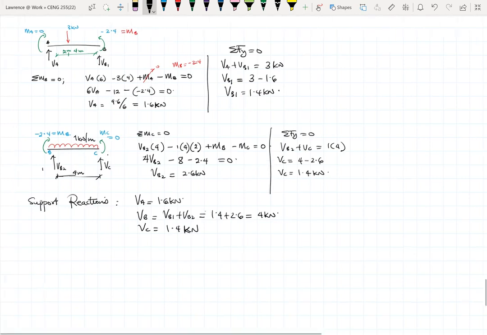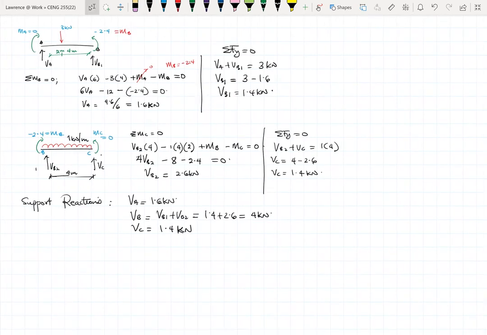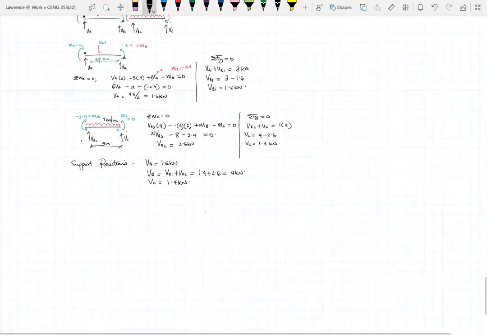The total external load acting on the beam would be 3 plus 4, which is 7. So if the external load is 7, that means that my reactions should all add up to 7. So I have 1.6 plus 1.4 plus 4, and that is also 7. So I'm correct. Great. Now we have the support reactions.